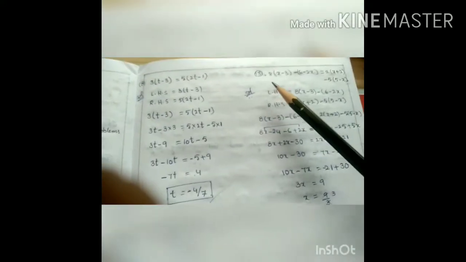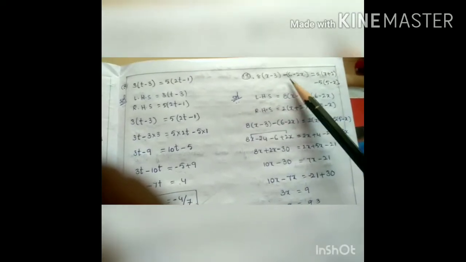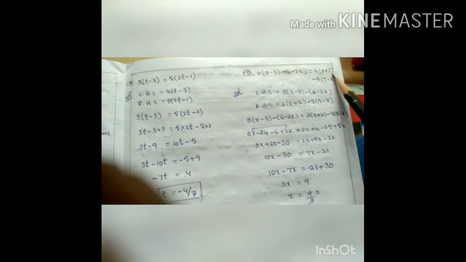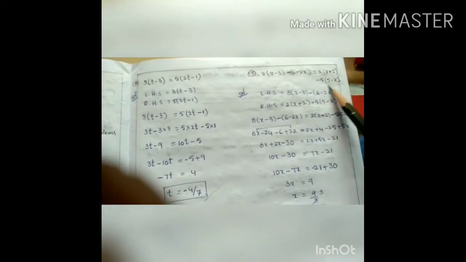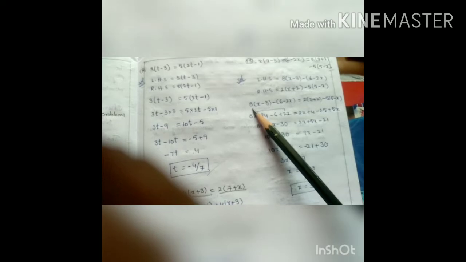So here also, same: 8 into (x minus 3) minus (6 minus 2x) equal to 2 into (x plus 2) minus 5 into (5 minus x). So it is the LHS, it is the RHS, you know already. So here now, multiply the 8 with each term.